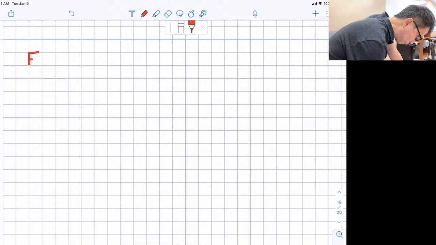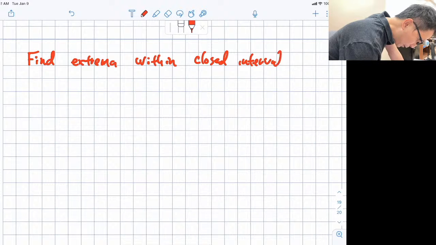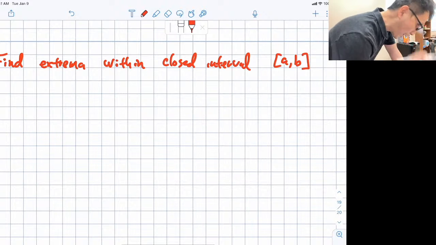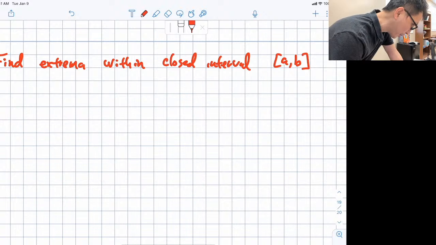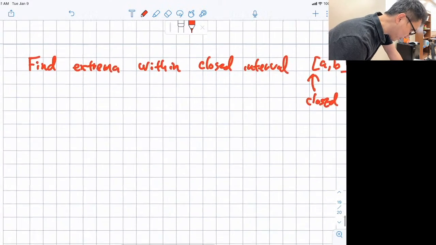Finding extremas within intervals, within a closed interval, A and B. What I mean by closed is including the value. It has to be a solid circle in order to work. So this is a closed circle. Every time I talk about that, it's a closed circle.